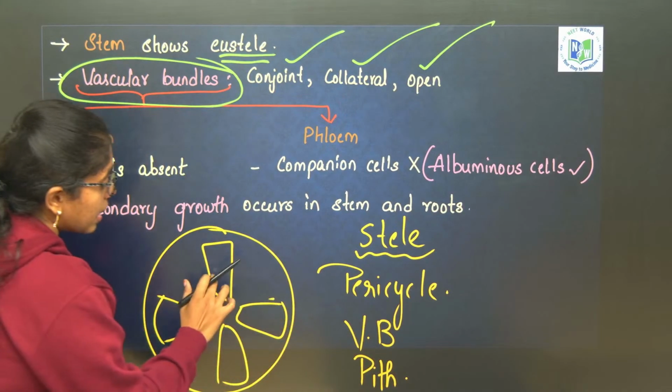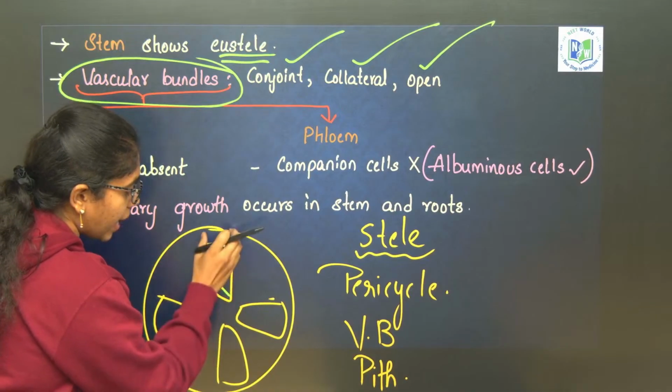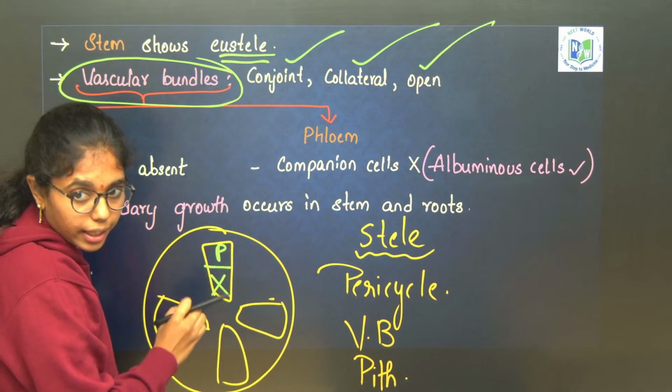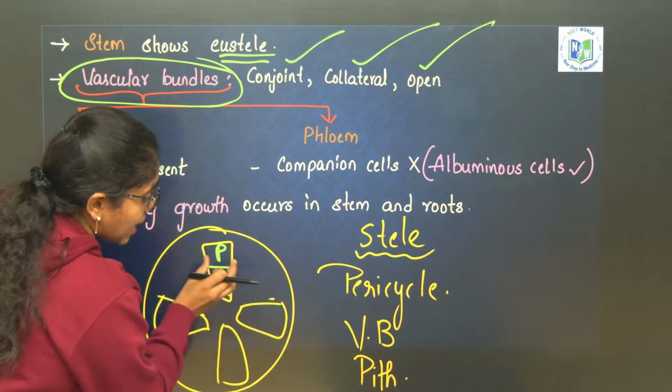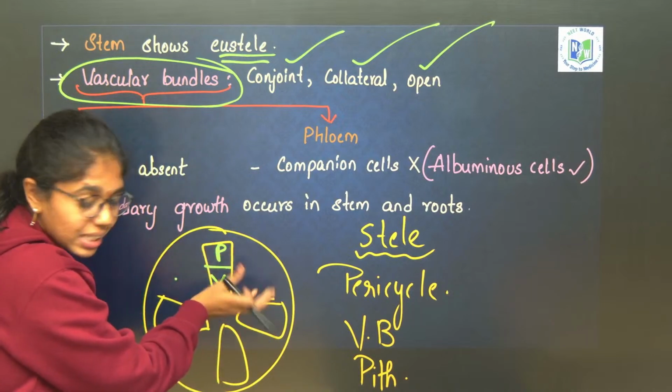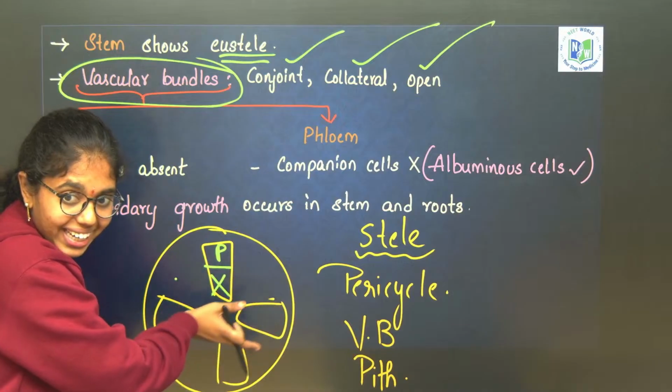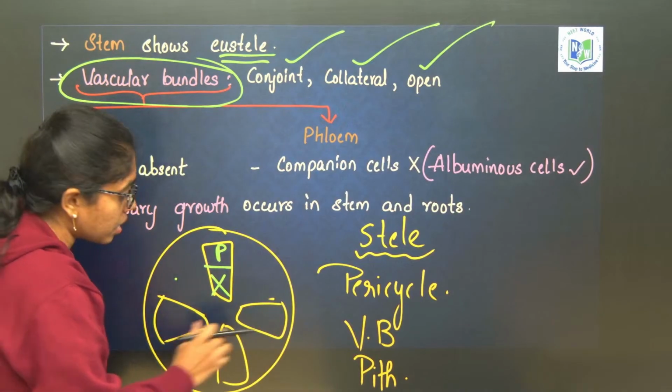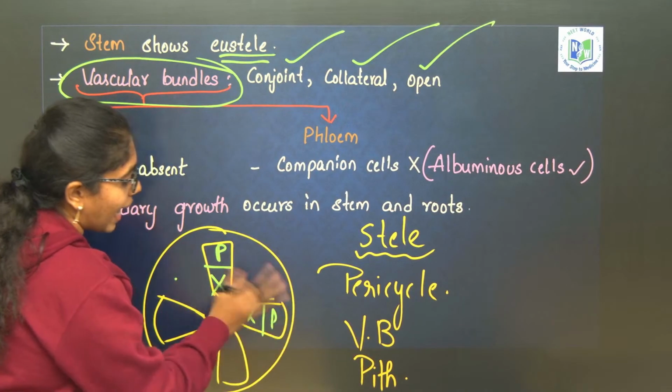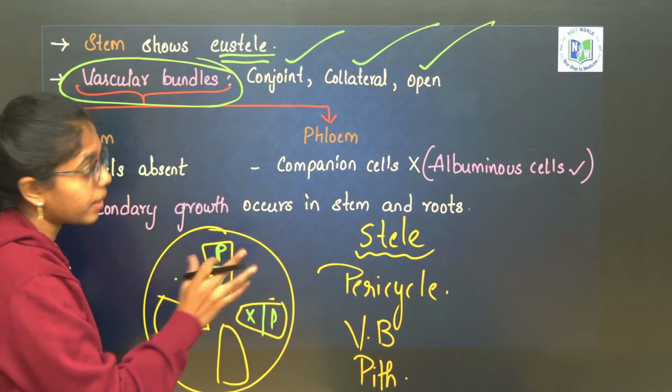So, xylem and phloem, if they are at the same radius, that is called conjoint. Xylem and phloem vascular bundles are lateral to each other, which aids in the lateral conduction of water and minerals. This is called what? Collateral. Conjoint, collateral. Clear, right?